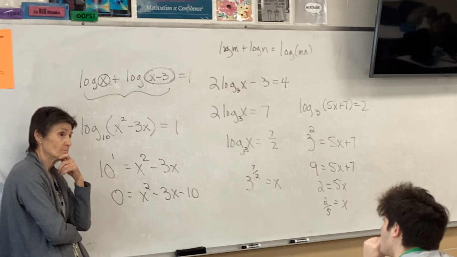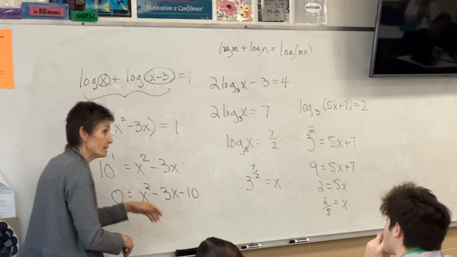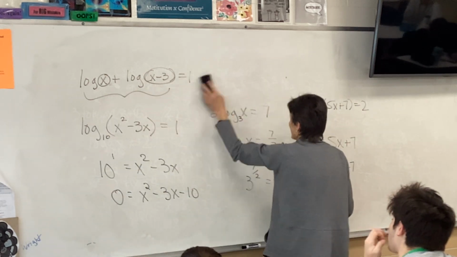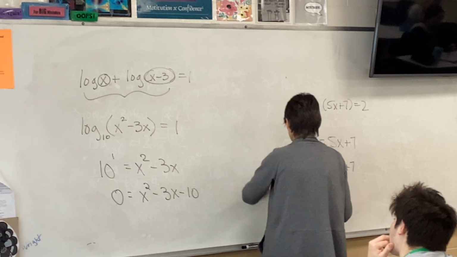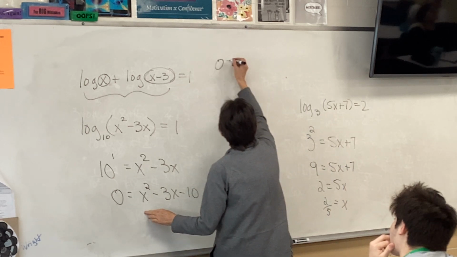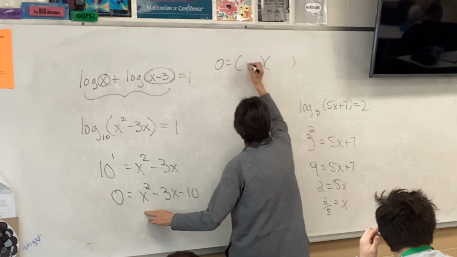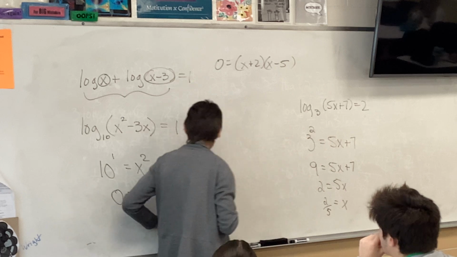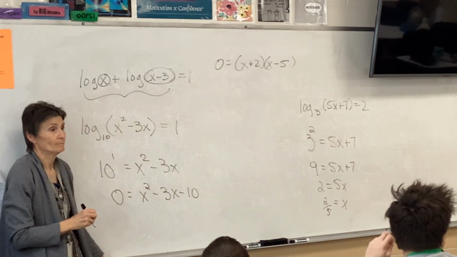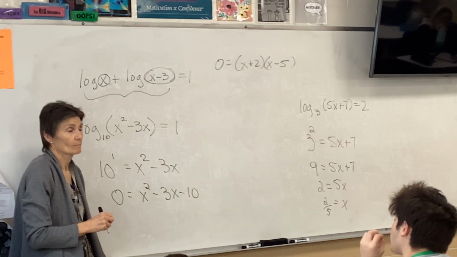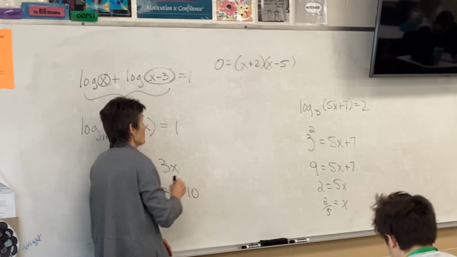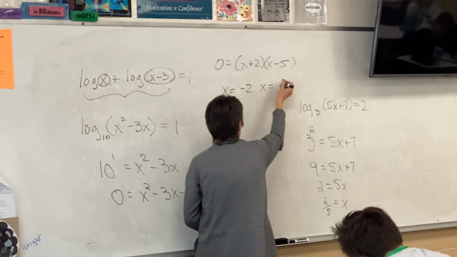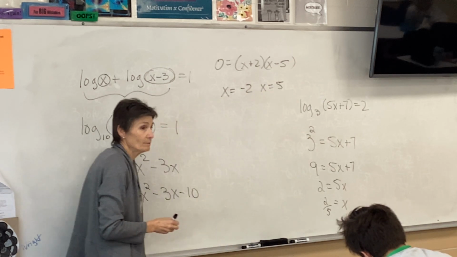What do I do with that? Factor it if it factors, and I think that one does. Or we can use the quadratic formula. How does it factor? Anybody see? X plus 2, x minus 5, she says. Let me double check that. Yep, she's right. So what does that mean? X either equals negative 2 or x equals 5.